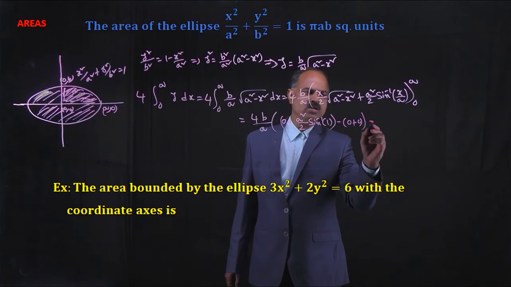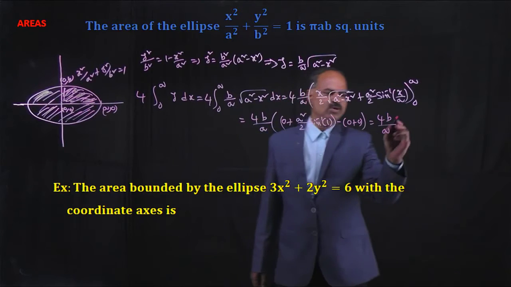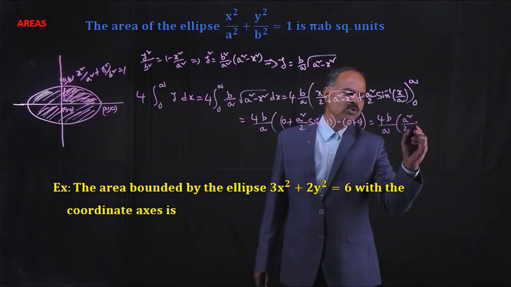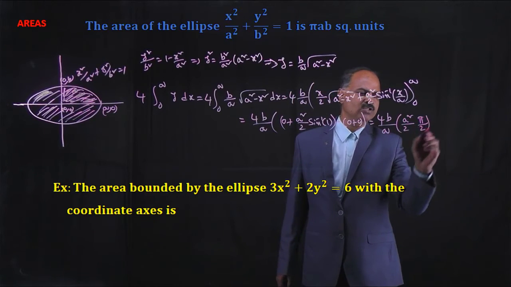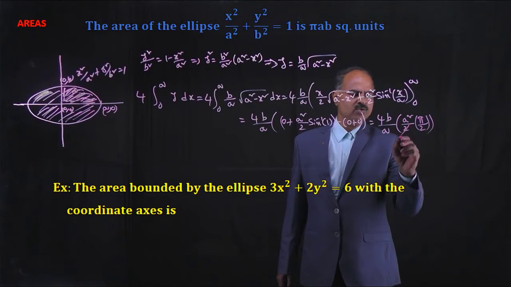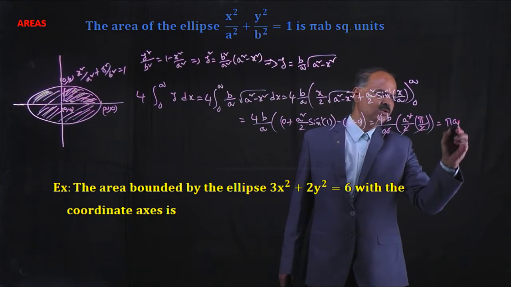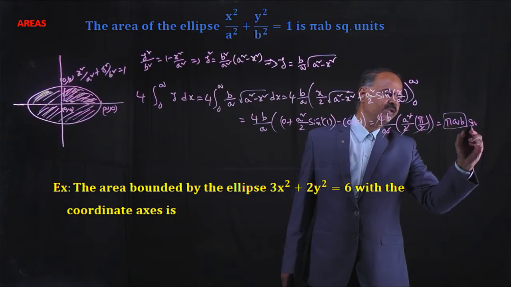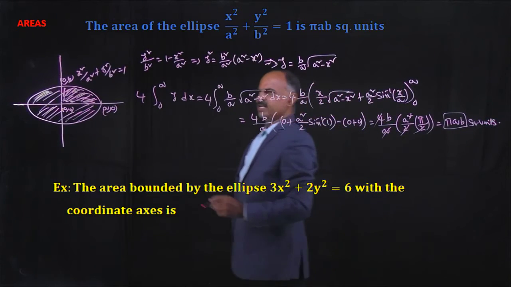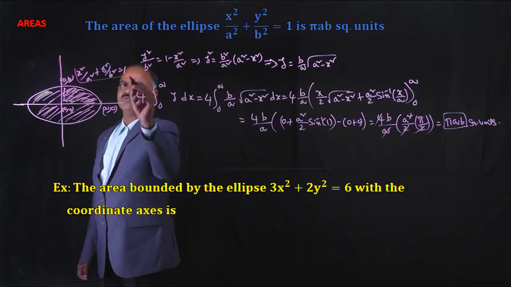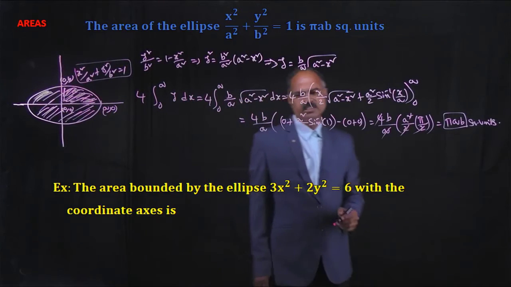Now this is equal to 4 into b by a into a square by 2 into sin inverse 1, that is sin inverse of sin pi by 2, which is equal to pi by 2. So here 2 into 2 is 4 and this 4 gets cancelled, and a and a square get cancelled, that is equal to pi a b square units. So therefore the area of the ellipse x square by a square plus y square by b square equal to 1 is pi a b square units.